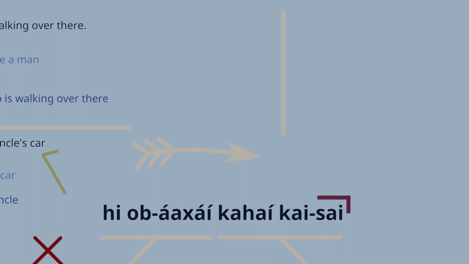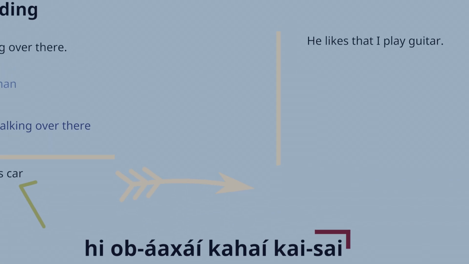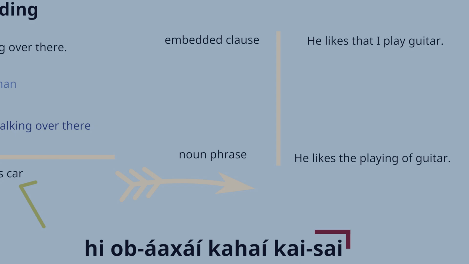For example, on one end of the spectrum, I could say, he likes that I play guitar. That I play guitar is an embedded clause. Everyone agrees on that. On the other end of the spectrum, you might have something like, he likes the playing of guitar. The playing of guitar is a noun phrase. Everyone agrees with that. But in between, you can have things like, he likes my playing guitar, or he likes me playing guitar. What is me playing guitar? Is that a clause? Is it a noun phrase? There's a lot of disagreement over that, even in English. So it's all the more blurry in a language that is much less studied, like Pirahã.